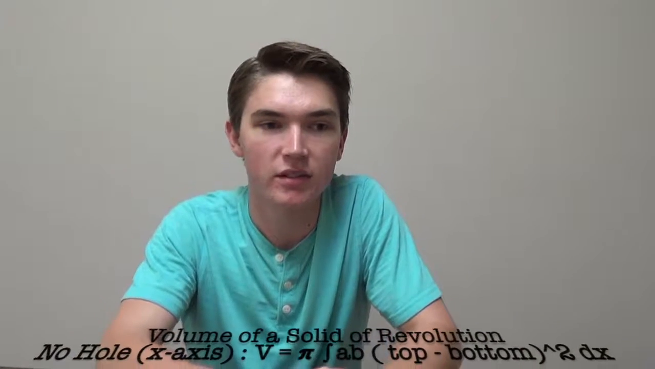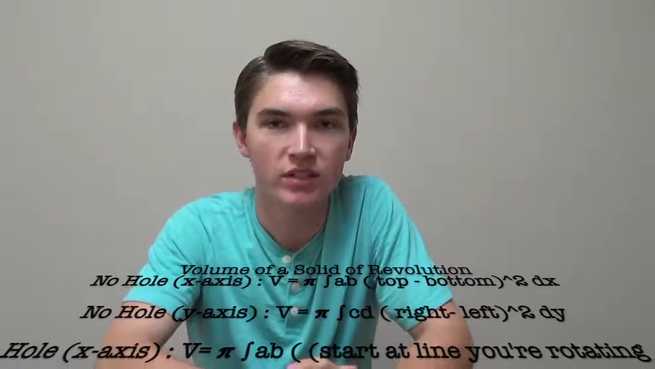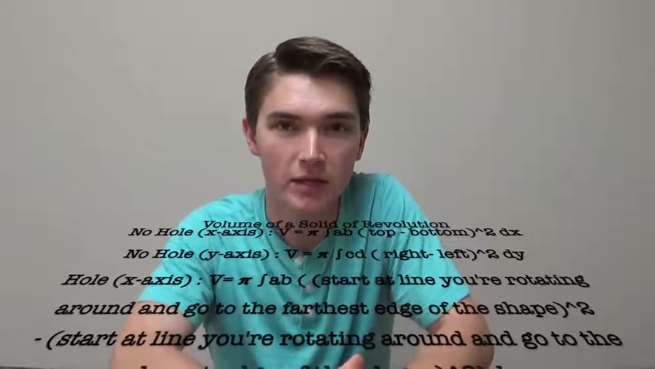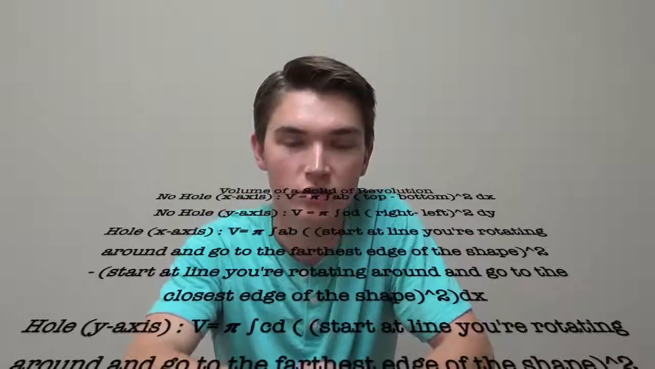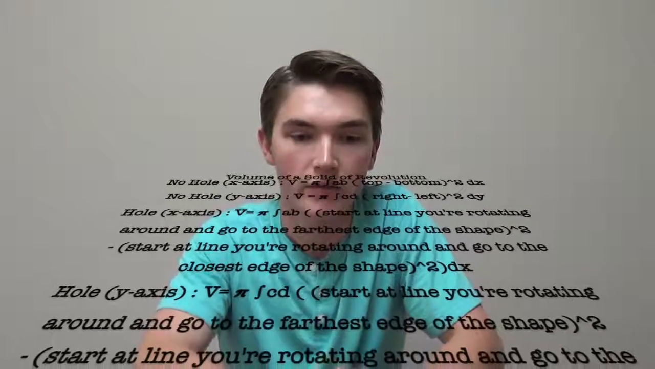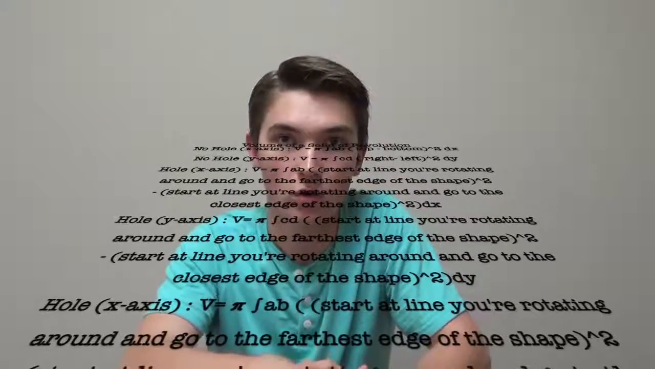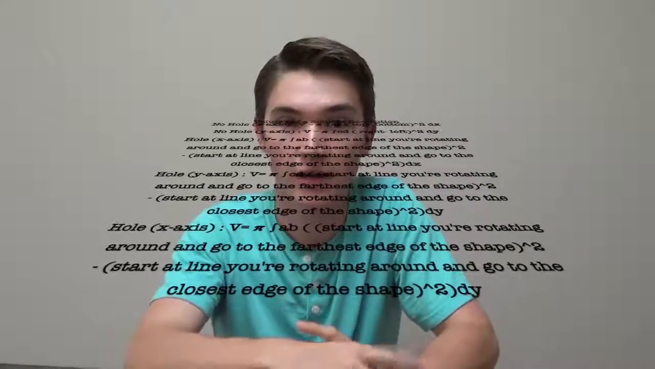My favorite theorem in calculus was the volume of solids of revolution. For this, if it's rotating around a horizontal line, use the formula pi times the integral from a to b of the radius squared dx. And if there's a hole, you subtract the hole squared. And if it's around a vertical axis, you do pi times the integral from c to d of the radius squared minus the hole squared, if there's a hole, dy. And when you go around the vertical axis, you want to do it in terms of y.